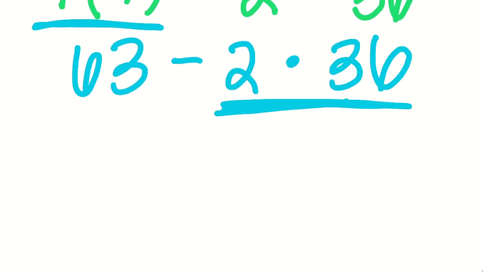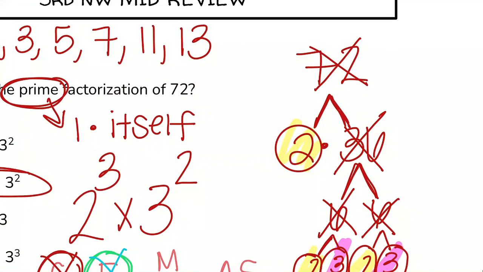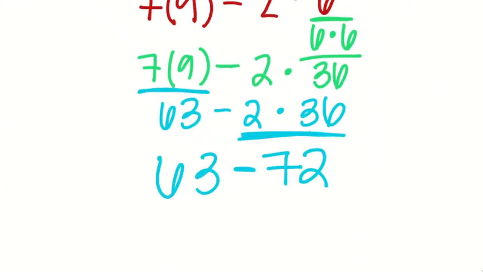So I've got 2 times 36, which is... If we look at the first problem that we did, it's going to be 72. Oh, good job, Miss McDaniel. I was not even using my brain. So then I have 63 minus 72.